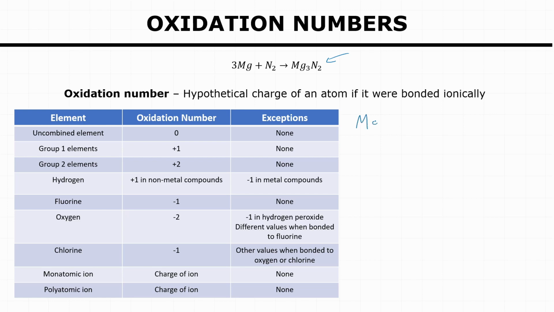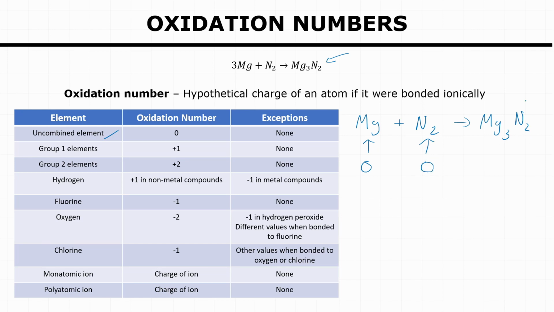So I'm going to write the equation again without the stoichiometric coefficients. So you have magnesium and nitrogen reacting to produce magnesium nitride. And so what's the oxidation number of the magnesium? What's the oxidation number of the nitrogen? Well, magnesium here is an uncombined element, so its oxidation number would be 0. The nitrogen here is also an uncombined element, so it also has an oxidation number of 0.